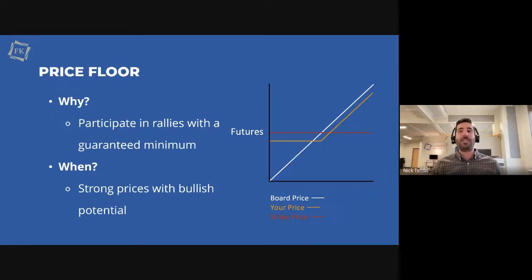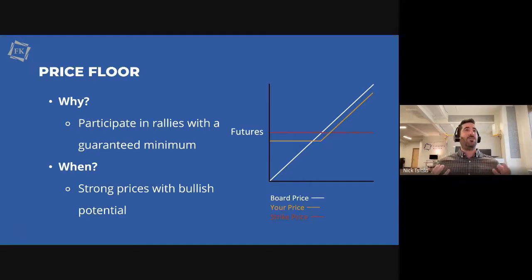Now let's talk about a price floor. Many of us here at Farmers Keeper hear from our customers every single day, especially where the market's at today: "Man, I really like where prices are at, but I'm kind of afraid that things are going to rally again like they have been over the past couple of years, and I'm going to miss out on that rally if I just set a price at the market on an HTA today."